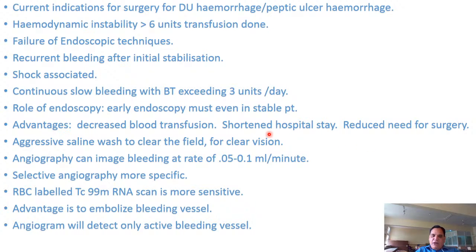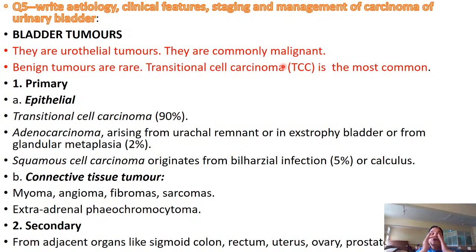Aggressive saline wash. I told you saline wash should be aggressive. You need a clear vision. And angiography can image bleeding even if it is minor, that is 0.5 to 0.1 ml per minute, which is diagnosed with the help of angiography. So selective angiography is a more specific investigation. If available, embolization and angiogram. So these are the advancements for gastroenterologists. So we have finished whatever was to be said about upper GI bleeding through duodenal ulcer.